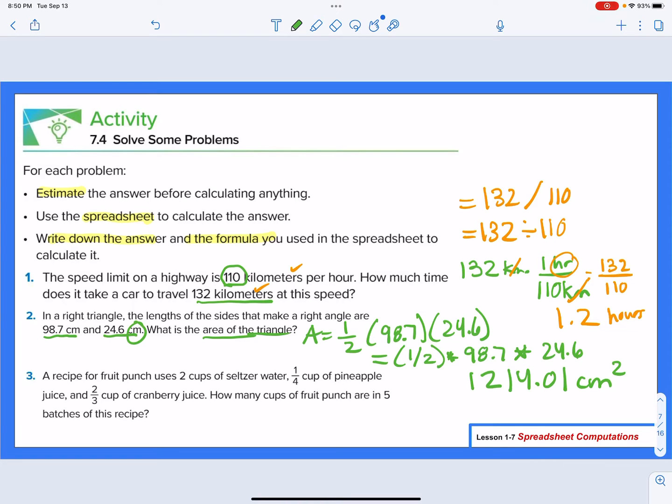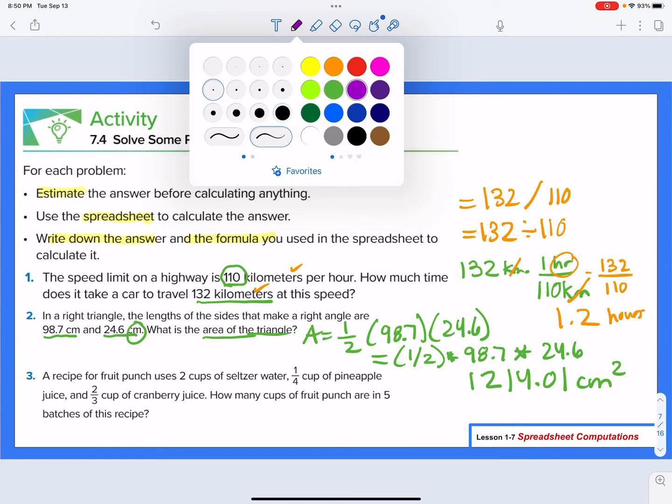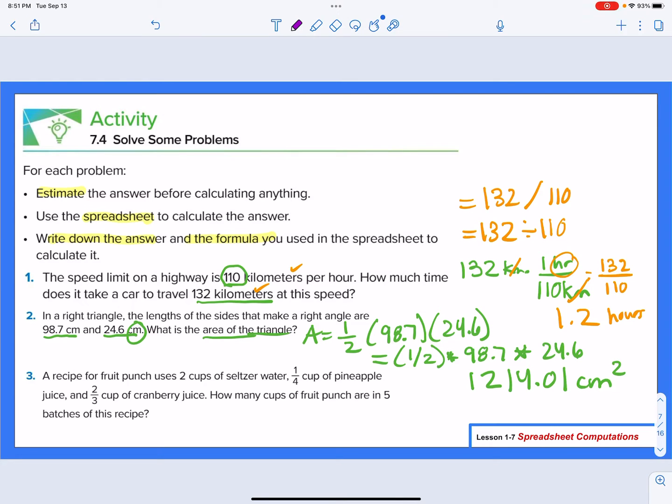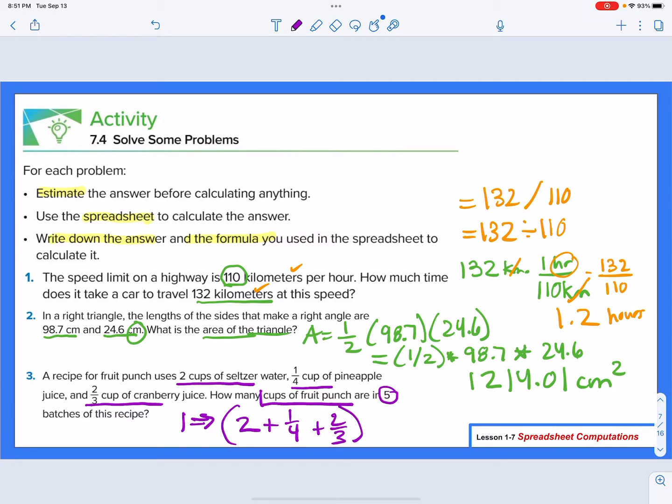All right, and our last one, it says, a recipe for fruit punch uses 2 cups of seltzer water, 1/4 cup of pineapple juice, and 2/3 cup of cranberry juice. How many cups of fruit punch are in 5 batches? Okay, so in one batch, we're going to use 2 cups of seltzer plus 1/4 cup of pineapple plus 2/3 of a cup of cranberry. But that's one batch. To make 5 batches, we'll take that whole amount and we'll multiply it by 5.